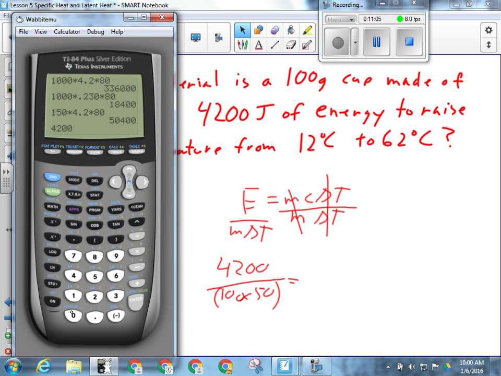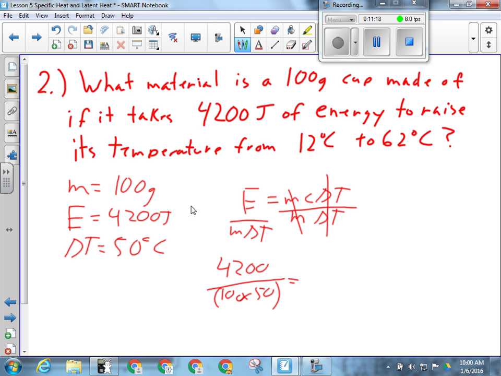Okay, so 4,200 divided by, and then in brackets 100 times 50. All right, and we get 0.84, which is the specific heat capacity for glass. Okay, and sorry, I did this. What did I not do here that I should have done?